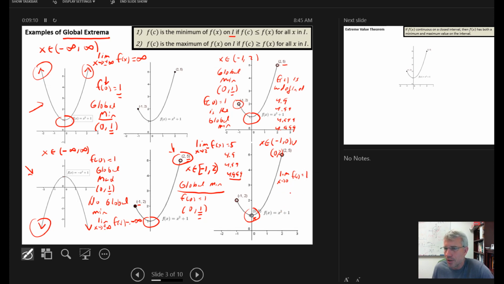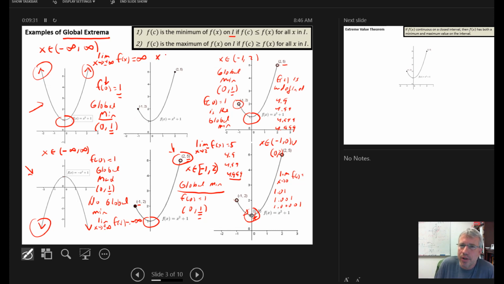So we get numbers like 1.01, 1.001, 1.0001. The function outputs get closer and closer to 1, but they never get there. So here, because I have open intervals everywhere, I never get a global min or global max. And the last example is this one.